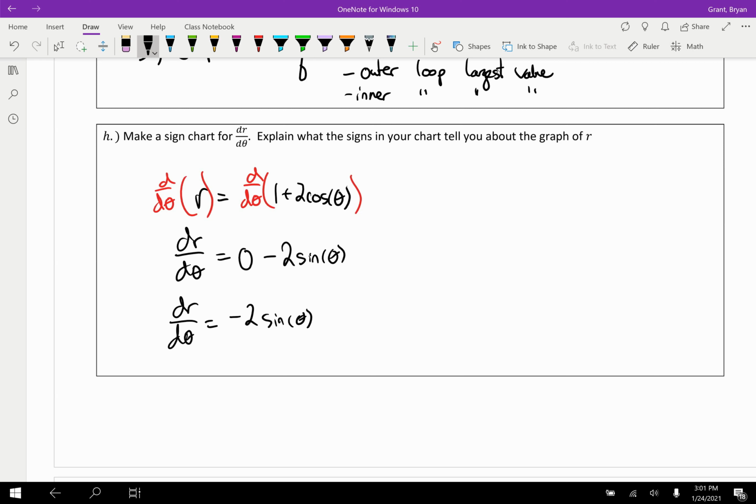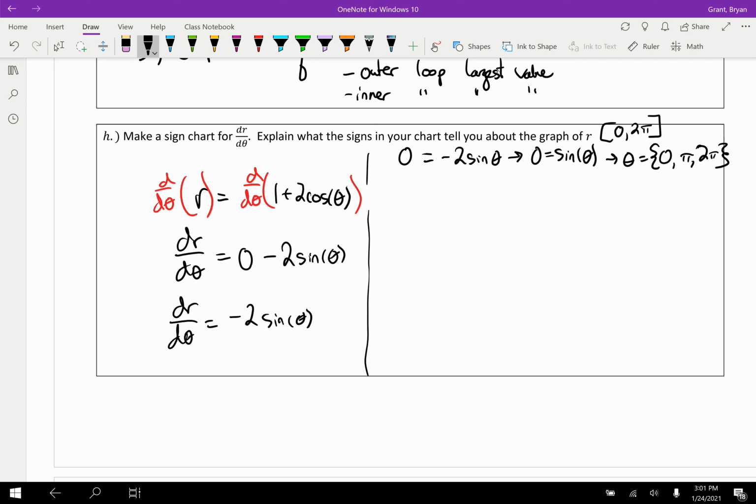Ooh, they're asking us to make a sine chart here. How exciting. We haven't done that in a while. To do that, we, of course, are going to set 0 equal to negative 2 sine of theta. Divide by negative 2. Where is sine of theta 0? And we're just going to look from 0 to 2 pi here. No reason to go any further because we complete a whole loop from 0 to 2 pi. So I think we end up getting sine of theta is 0 at 0, and then again at pi, and then if you'd like, again at 2 pi.